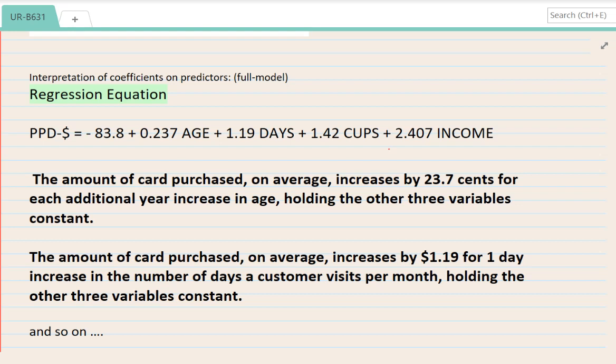So number of customer visits per month tends to increase if, in other words, let's say I go there 10 times in a month. The next person goes there 12 times a month, 2 days more than I do. So 2 times $1.19. You expect that person, just by virtue of how many days they visit per month, 2 more days than I do, to purchase $2 and almost 40 cents more on the prepaid card. Okay.